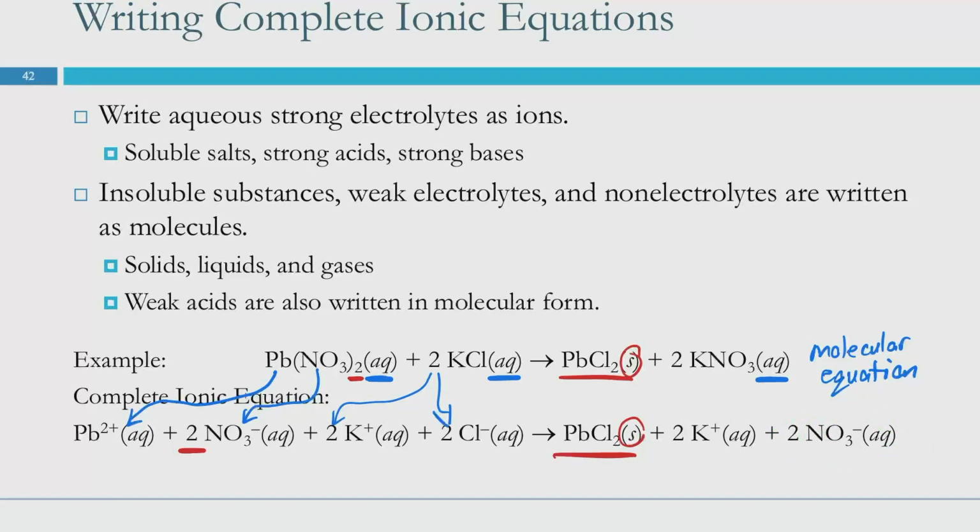So anything that's AQ, separate it out into its ions. That gets us our complete ionic equation. Typically, we're going to do a complete ionic equation before we do a net ionic equation. Questions about equations so far?